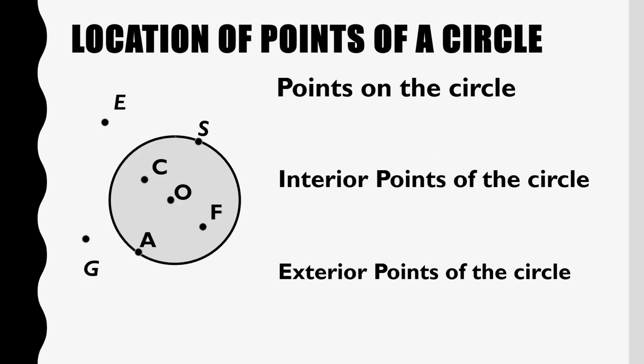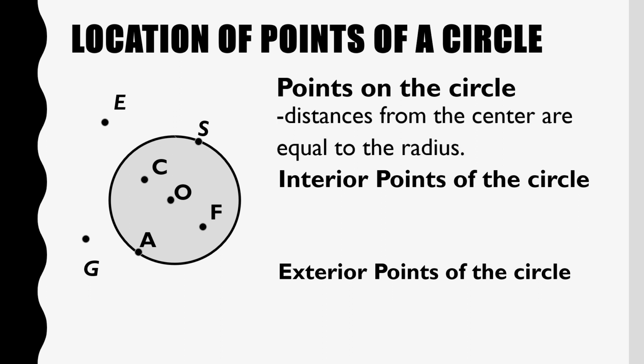Now, let us deal with the location of points of a circle. The three location of points of a circle are points on the circle, interior points of the circle, and exterior points of the circle. The points on the circle are the points whose distances from the center are equal to the radius. In this case, we have point A and point S.